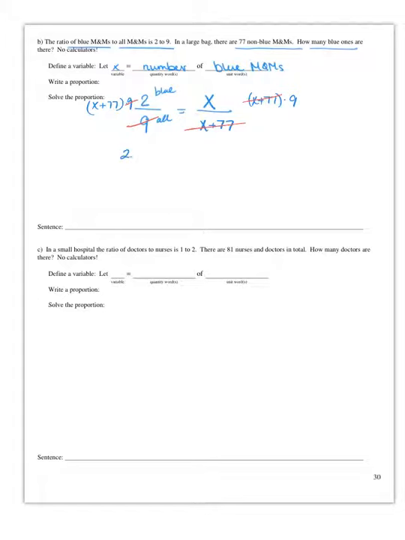In the next line, I'm distributing the 2 to x plus 77, and we have is equal to 9x. We're going to combine our like terms and solve for x. x is equal to 22. So what we found, looking back at our variable, is that the number of blue M&Ms is 22.